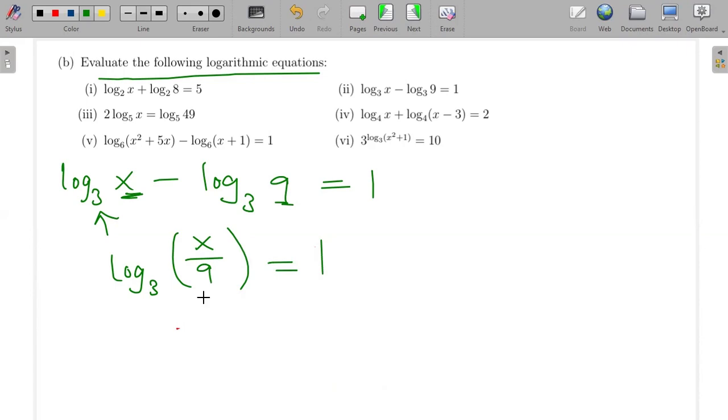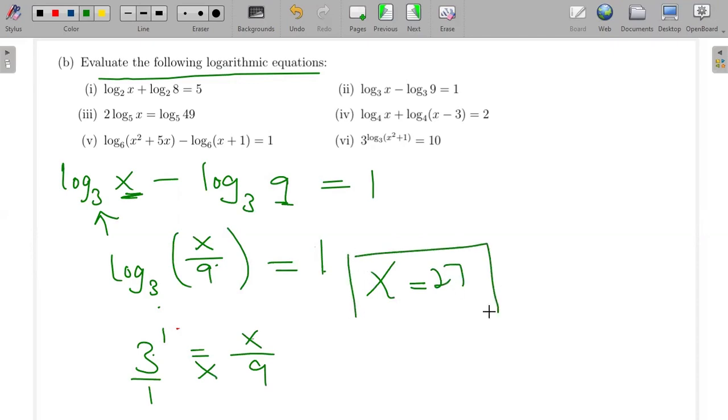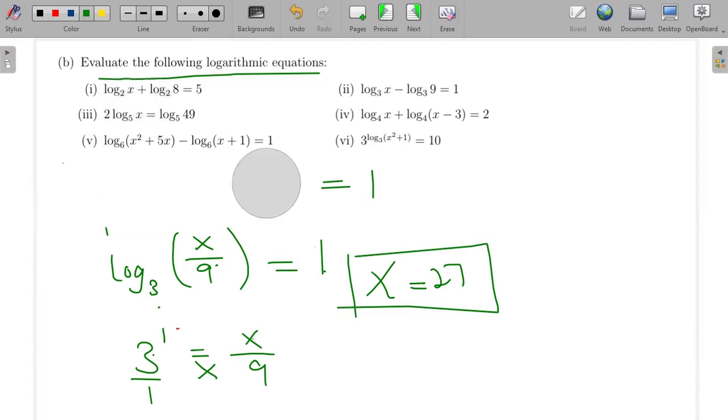From here, I change to exponential. So base to the power answer is equal to what is in the middle. So we can say 3 over 1, and then we cross multiply. So it means x will be multiplied by 1. I just get x is equal to 3 multiplied by 9. I get 27. So my x there is 27. All right, let's look at the third one.